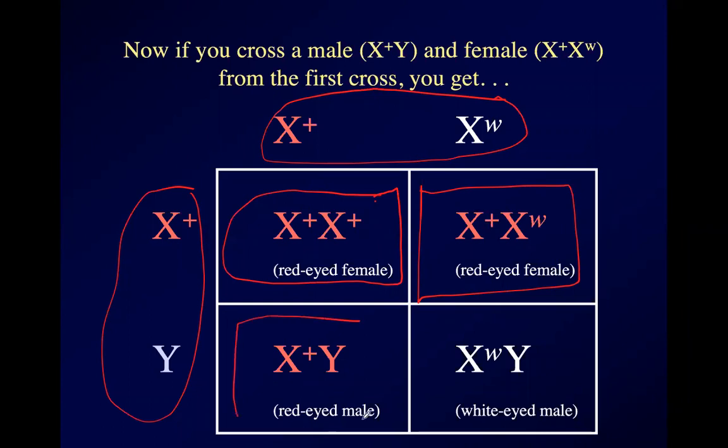1/4 of the offspring are going to be red-eyed males. They have 1 X chromosome that has the red eye color and the other chromosome is a Y. And 1/4 of the offspring are the white-eyed males because they've got 1 X chromosome that's carrying the white-eyed allele and they've got 1 Y. That explains the result that you get. 1/4 of these offspring are going to be white-eyed males. 1/4 will be red-eyed males. And 1/4 will be homozygous red-eyed females. And 1/4 will be heterozygous red-eyed females.